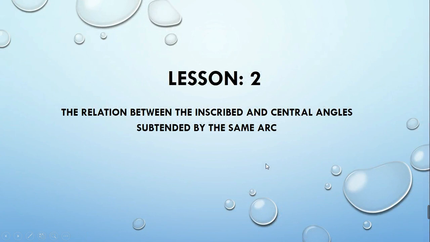Good morning, Prep 3. Today we'll study Lesson 2, the relation between the inscribed and central angles subtended by the same arc. We studied before the meaning of central angles, which is the angle whose vertex is the center of the circle, and its two sides are the two radii in the circle. What about the inscribed angle?